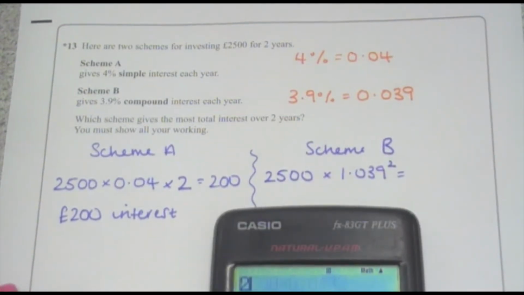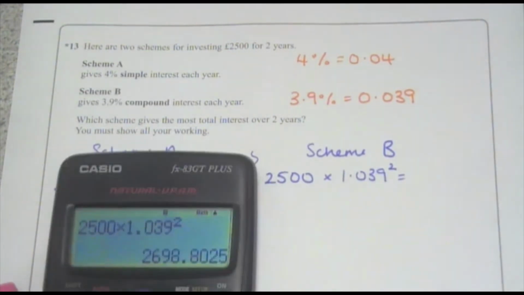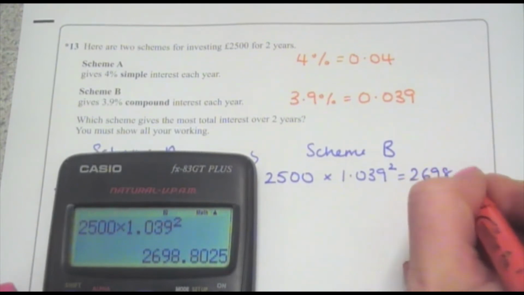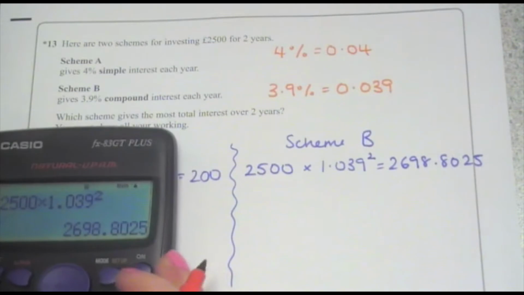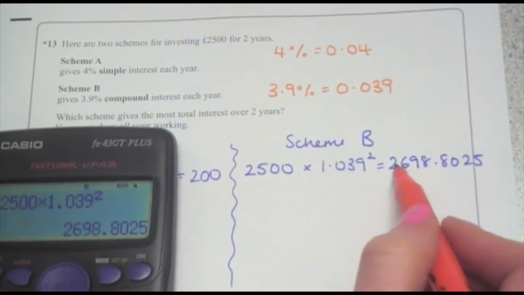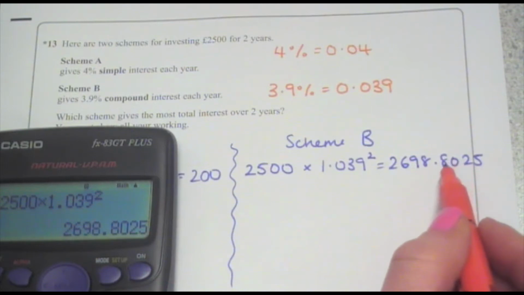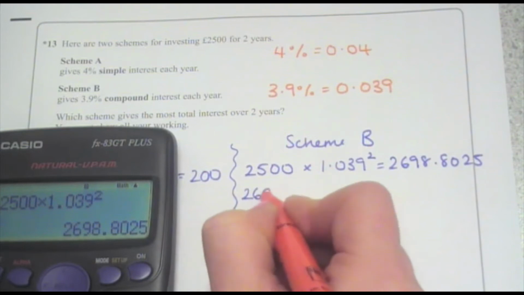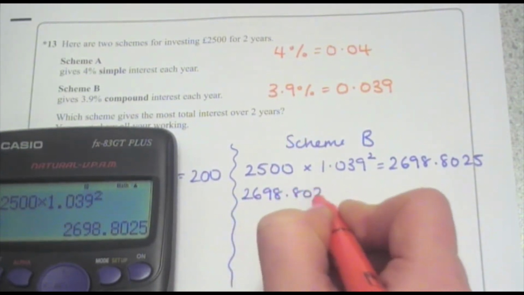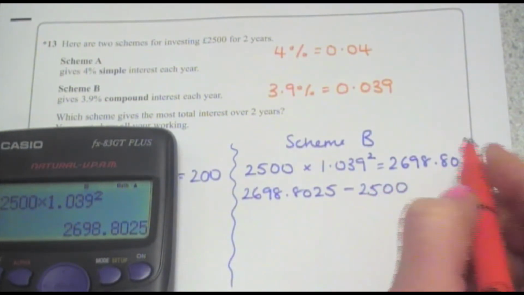On my calculator, that gives me 2,698.8025. So that tells me that over the 2 years I will then have an amount of £2,698.80. But I want to know what the interest will be, so I need to take the original amount away from my new amount. So I'm going to take 2,500 away from my new amount.